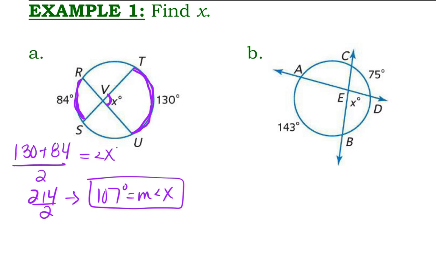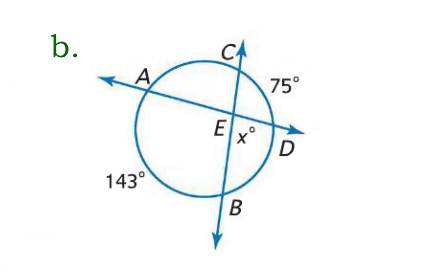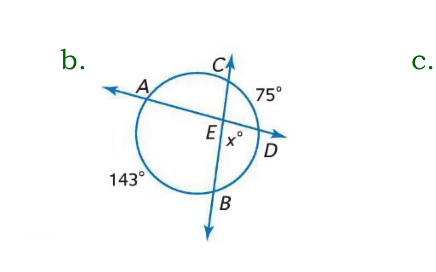What do y'all think? If I was to add the 2 given, where would the angle be? If I was to add these 2 and divide by 2, what angle would I find? AEB. It would be here, or CED, right? It would be vertically across from it. So it would either be this one or this one. Okay, let's just call it Y. Let's go that route. All right, let's find Y then.